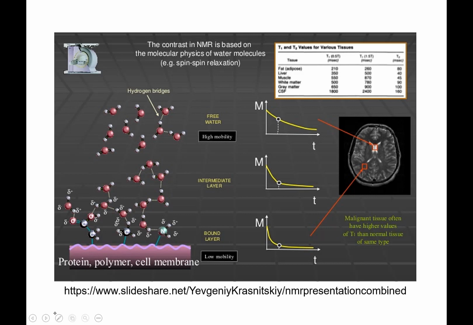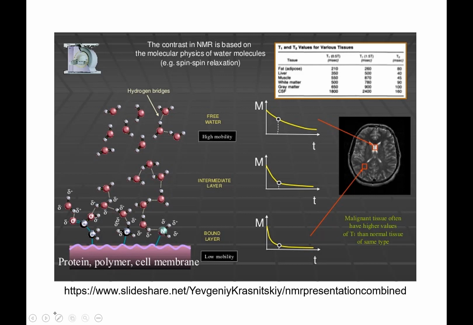So what they know in MRI is that when the water is bound to whatever, the cell, the organ, it has one type of relaxation curve. And then when it's in the intermediate layer where it can move around, it's got a different relaxation curve. And then when it's completely free, it has a third relaxation curve. And so what they can do is they can apply that radio frequency pulse to the soft tissue and then measure how long it takes for each type of water molecule to relax.